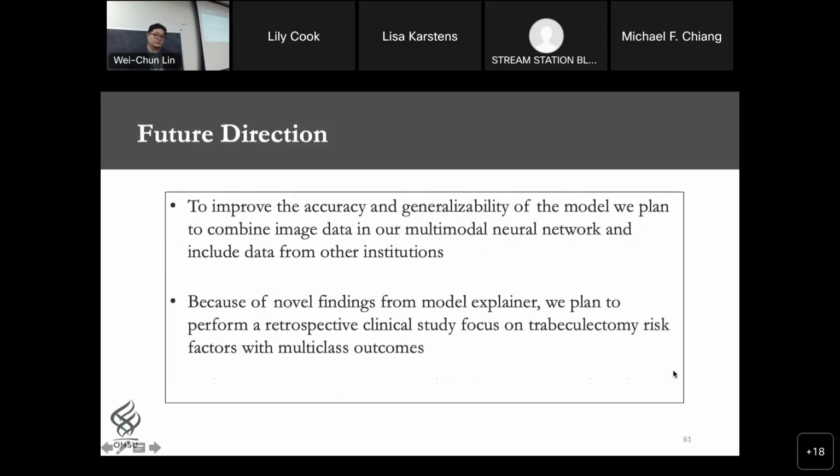In the future, to improve the accuracy and the generalizability of the model, we plan to combine image data such as OCT data before the surgery in our multimodal neural network and include data from other institutes. Also, because of the novel findings from the model explainer, we are planning to perform a retrospective clinical study focused on trabeculectomy risk factors with multi-class outcomes.